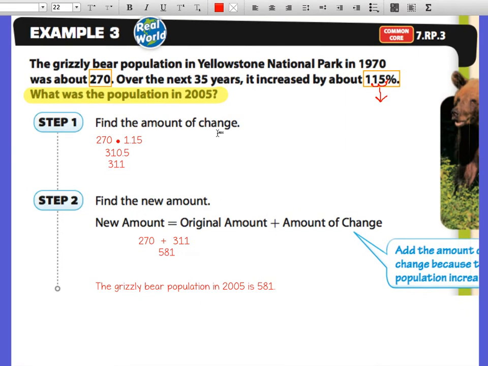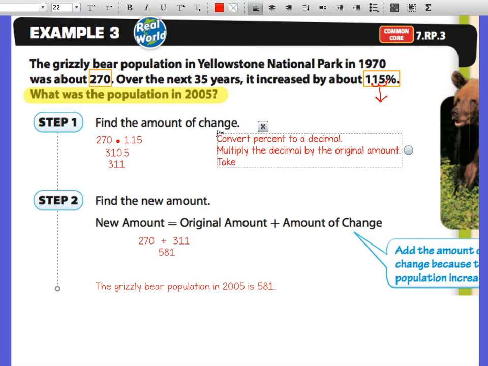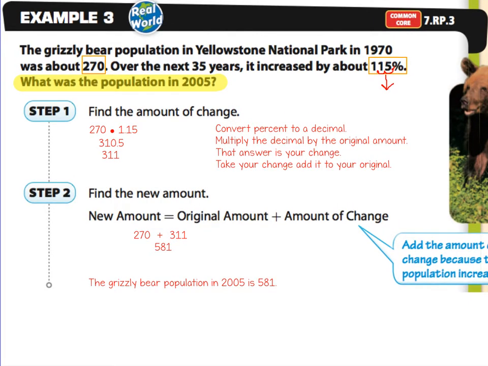So again, the process becomes: convert the percent to a decimal, multiply the decimal by the original amount, and that answer is your change. Take your change and add it to your original. You're adding it to your original if it's a percent increase. If it's a percent decrease, then we would obviously have to subtract it from our original.